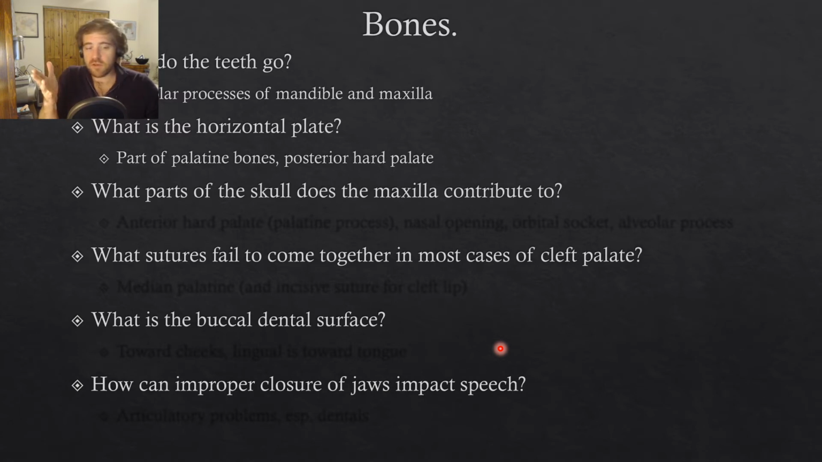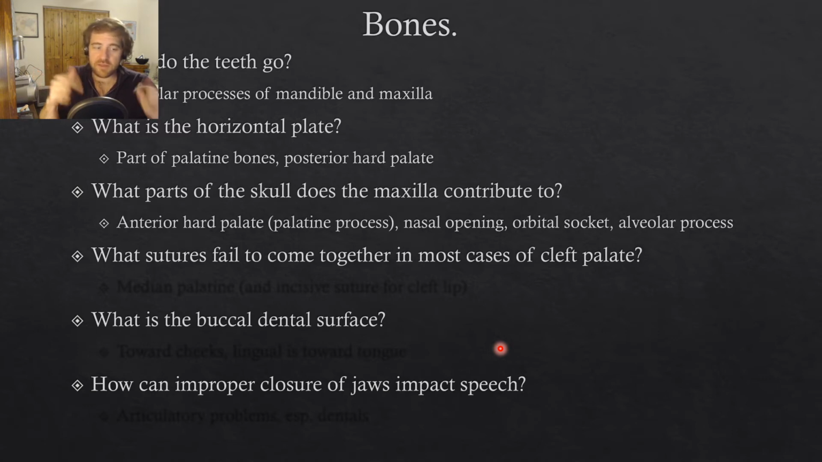What parts of the skull does the maxilla contribute to? Well, the maxilla makes up the anterior portion of the hard palate, specifically the palatine process of the maxilla. The maxilla creates the lower portion of the nasal opening. We've got nasal bones up here, but this is maxilla down here. The orbital sockets in this region are maxilla. The alveolar process, we talked about that with the teeth, that's maxilla. So everything right in here, this is all maxilla right here.